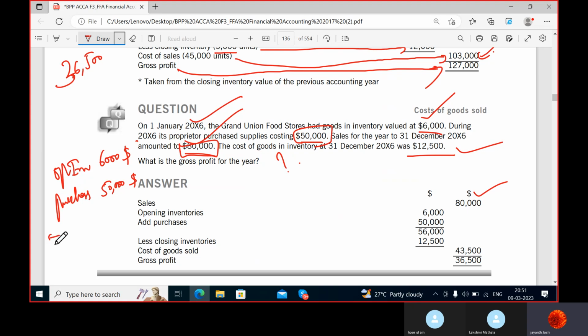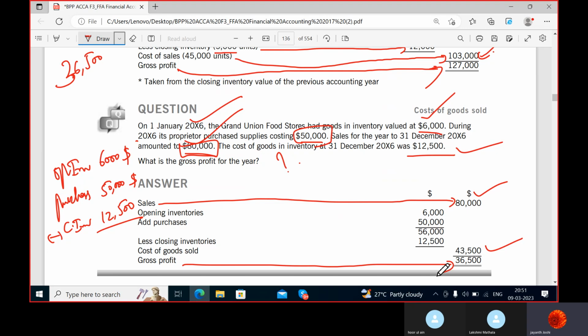So we will subtract that. So that is closing inventory, 12,500. When we see 6,000 plus 50,000 minus 12,500, it is 43,500. And the goods which we bought for 50,000, we are selling for 80,000. So from that, when we remove this COGS, we get gross profit. Okay. Please have a look at this. We'll move.